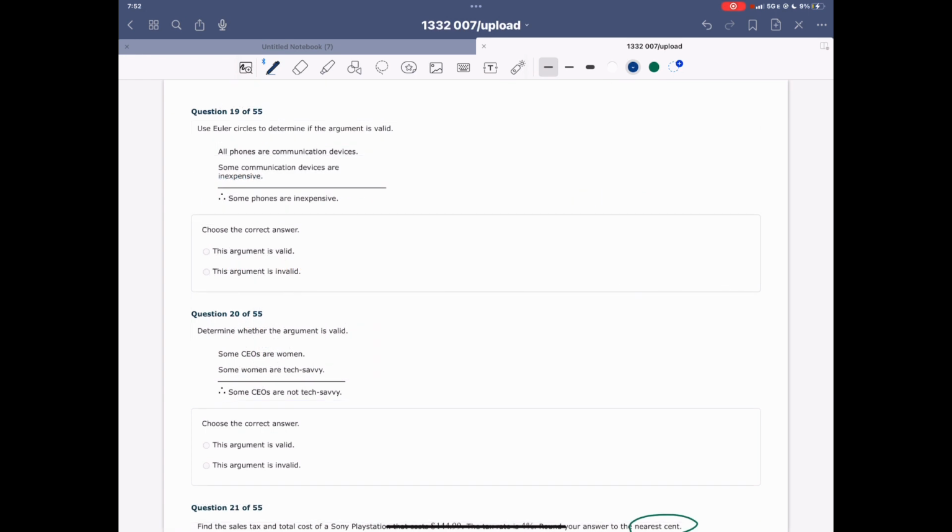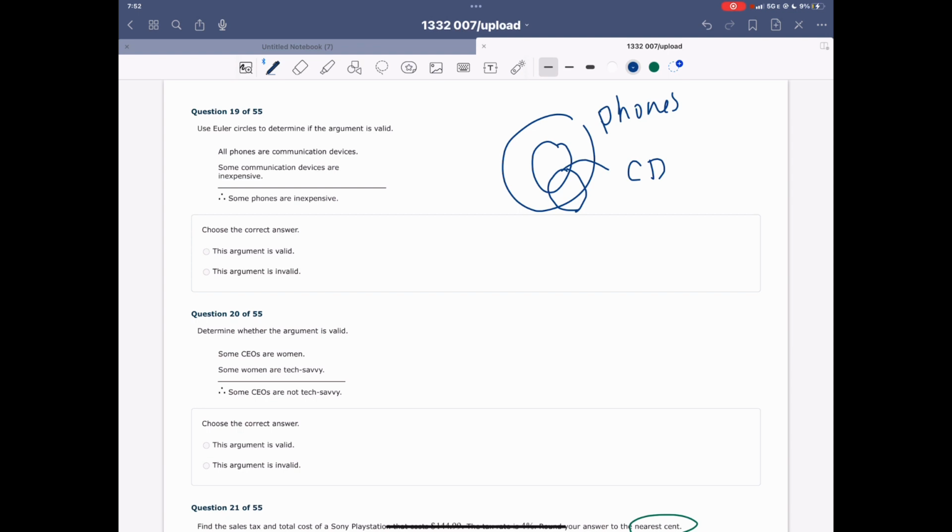We're still using the Euler circle to determine if the argument is valid. All phones are communication devices. So when all phones are communication devices, this is going to be phones, and then this is going to be communication devices. So they're nested in each other, right? That's like a universal affirmative. So some communication devices are inexpensive. When we talk about inexpensive, you're saying that it's going to be right in here. So some phones are inexpensive.